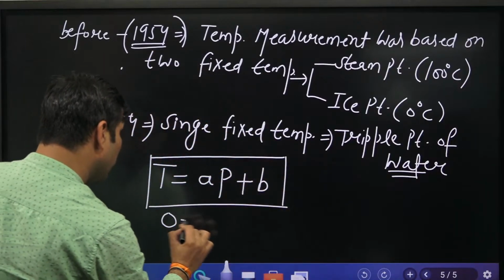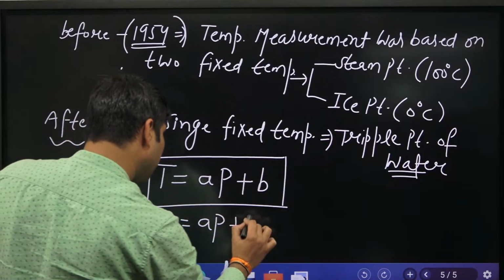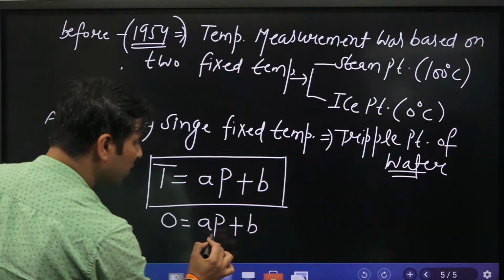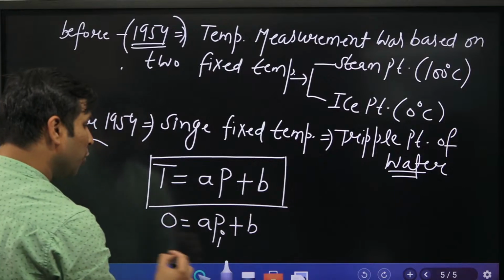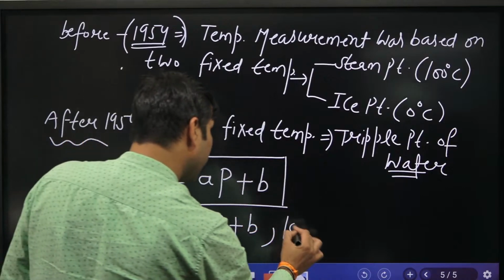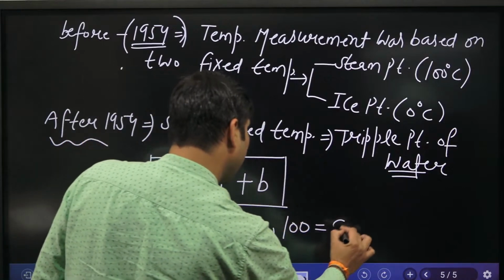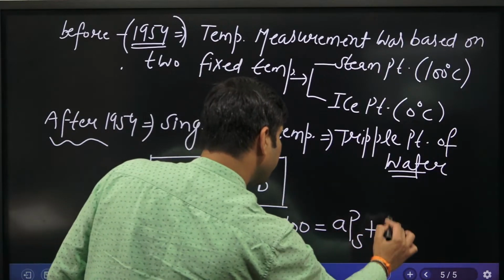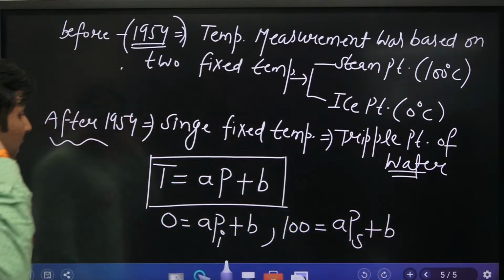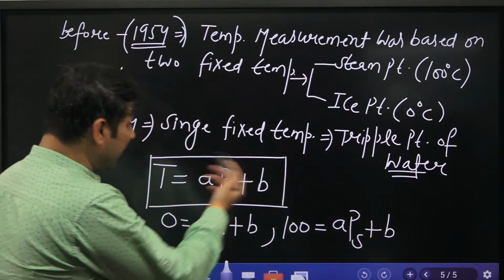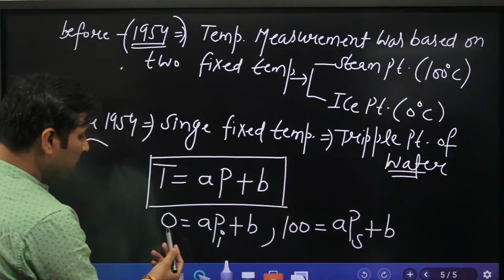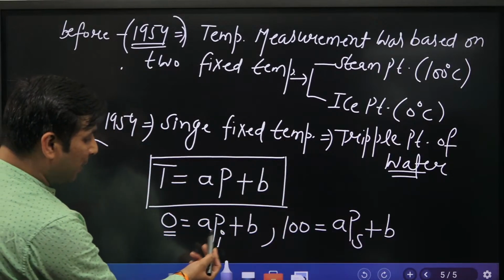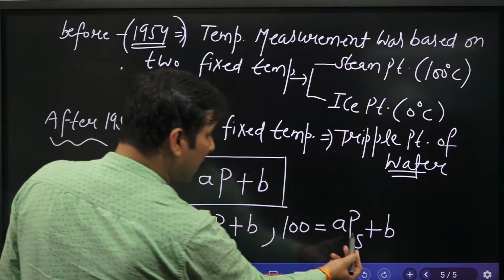So 0 equal to A P_I plus B, where P_I is the pressure at the ice point. Similarly, you can write one more equation: 100 equal to A P_S plus B. We are considering the change in temperature to vary linearly with the pressure, so T equal to AP plus B. At the ice point, 0 equal to A P_I plus B, and at the steam point, 100 equal to A P_S plus B.